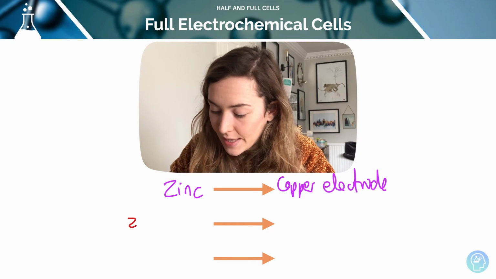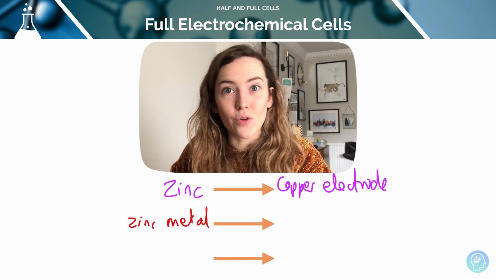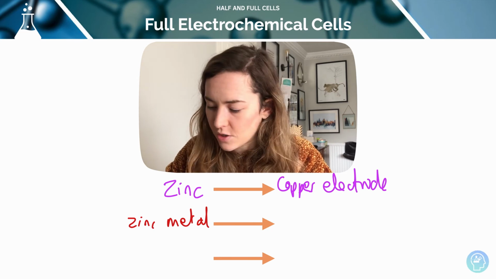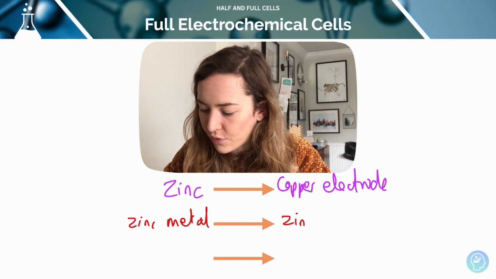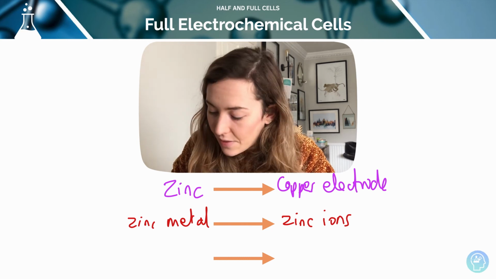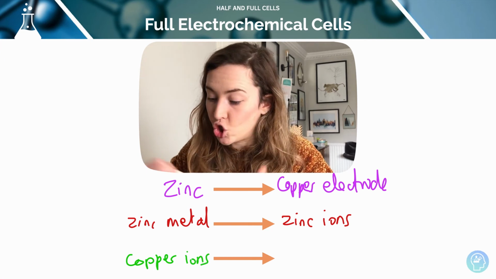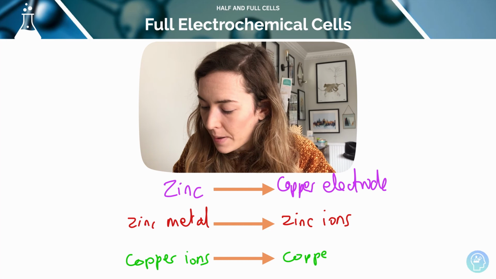So in that particular case, we would have zinc metal. It'll lose electrons. Oxidation is loss. So we'd have it being oxidized, and it would form zinc ions. And you saw me write that equation on the previous slide. And at the copper electrode, we would have our copper ions gaining electrons, so being reduced to form copper metal.